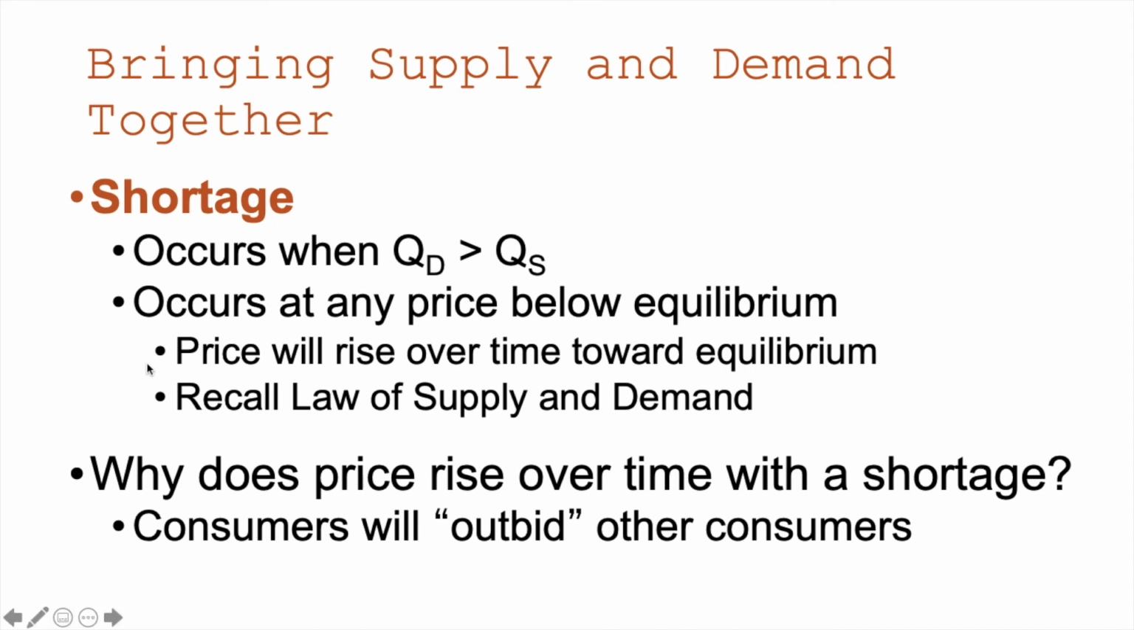So the reason a shortage occurs is because the price is too low. It's below the point that would clear the market. And when the price is really low, buyers want to buy a whole lot, but sellers aren't enthused about selling a whole lot. And so that law of supply and demand will tell us that so long as the market is allowed to, the price will rise over time until the shortage is fixed.